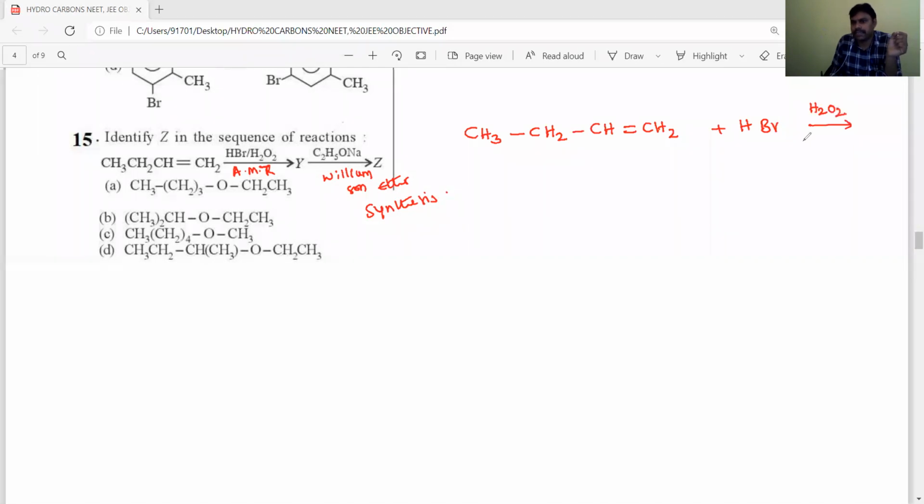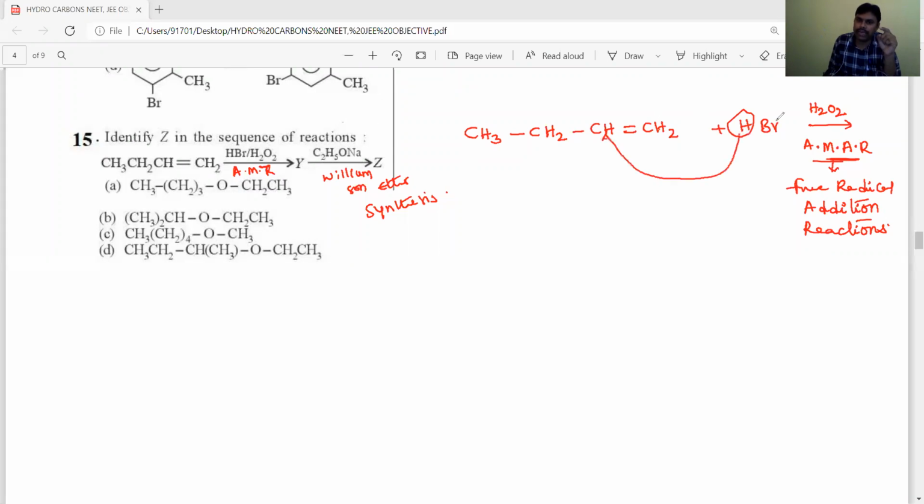Hydrogen peroxide is there, which means anti-Markovnikov addition reaction. These anti-Markovnikov addition reactions are free radical addition reactions. Okay, students, free radical addition reactions are anti-Markovnikov addition reactions. The hydrogen is added at the double-bonded carbon containing fewer hydrogens, and bromine is added at the double-bonded carbon containing more hydrogen atoms, the reverse of the Markovnikov product.